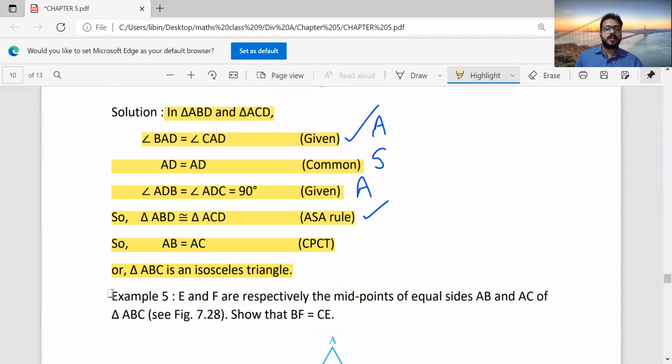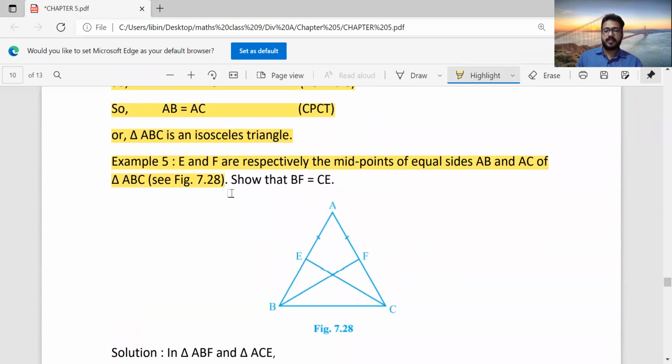Now, next example. E and F are respectively the midpoints of the equal sides AB and AC of triangle ABC. See figure 7.28. Show that BF is equal to CE. Look here. The point E and the point F are the midpoints of sides AB and AC respectively. And one more thing, AB and AC are equal sides also. So actually two pieces of information are given to you.